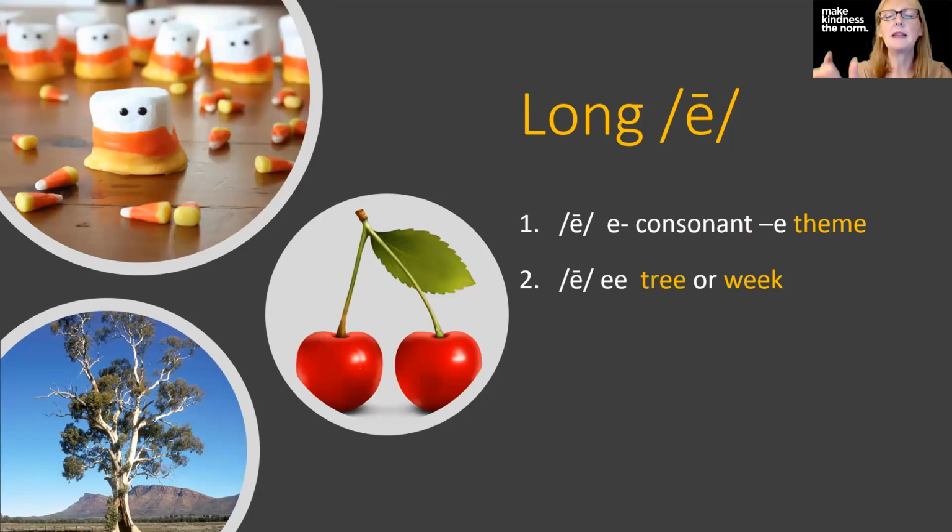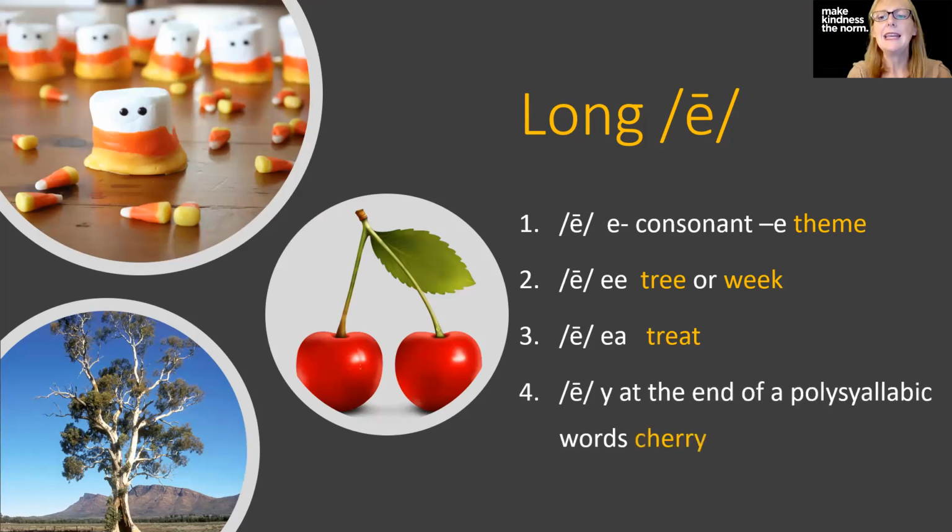You can see that can happen at the end of a word or in the middle of the word, or like eek, a mouse, it can also happen at the beginning of the word. Long E spelled E-A happens in the middle of the word. It cannot really happen at the end of a word. So you wouldn't use number 3 for the end of a word. Long E at the end of a polysyllabic word makes the long E sound as in cherry.